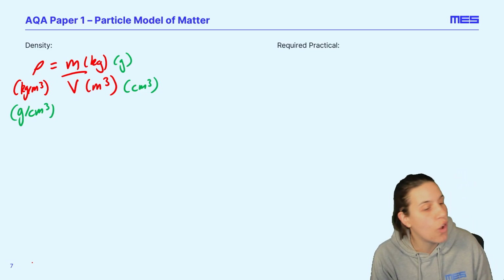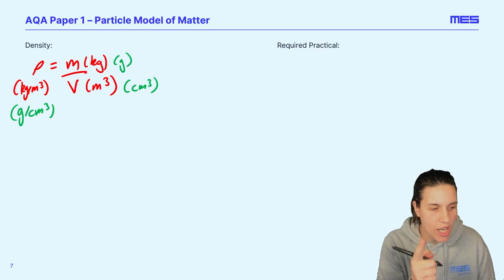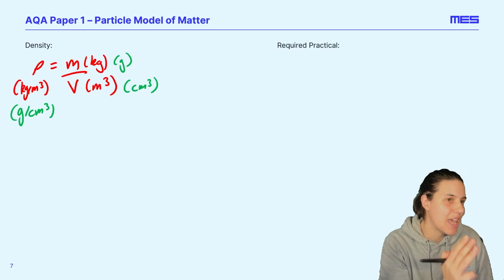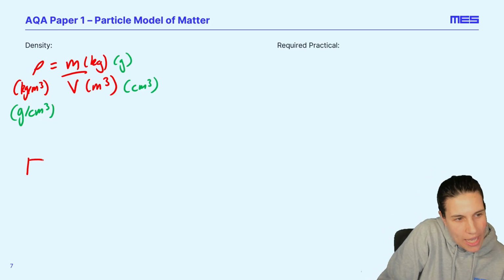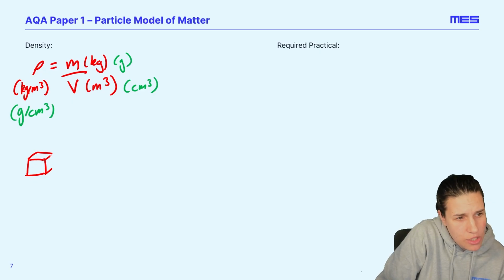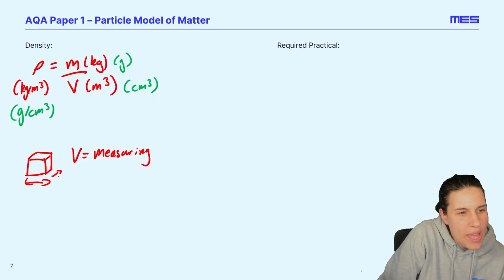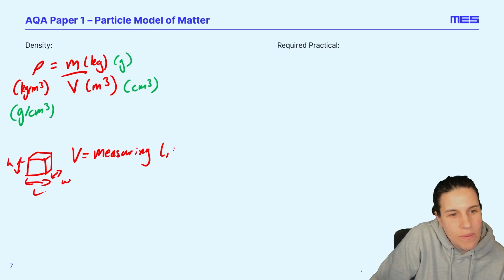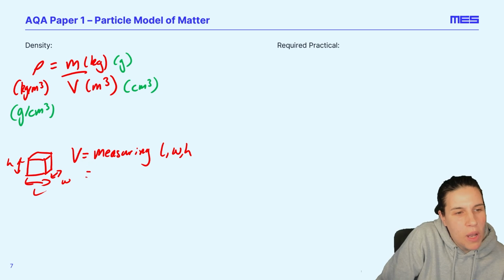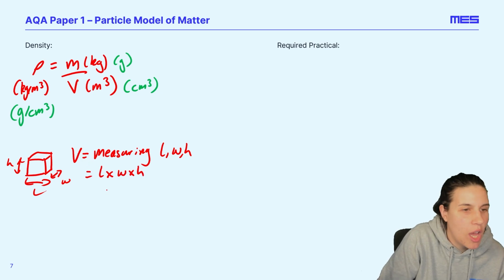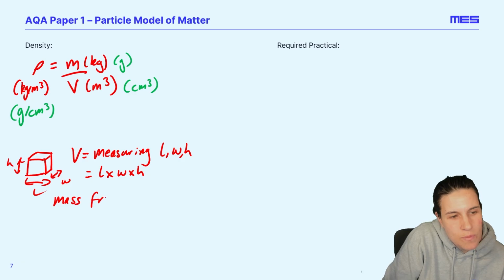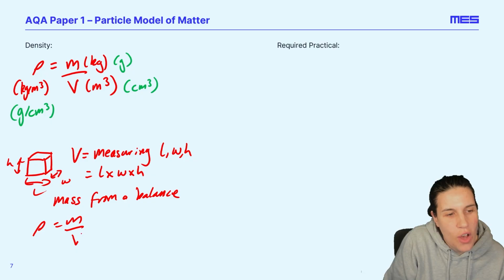Right, so there is a required practical for density. You have to know how to measure the volume of 3 different types of objects: a regular object, an irregular object, and a liquid. So we're going to start with the regular object. You measure the mass on a balance, and then you calculate the volume by measuring the length, the width, and the height of the object, and then you multiply them together. So the length times the width times the height. You get the mass from a balance, and you can use density is equal to mass divided by volume.